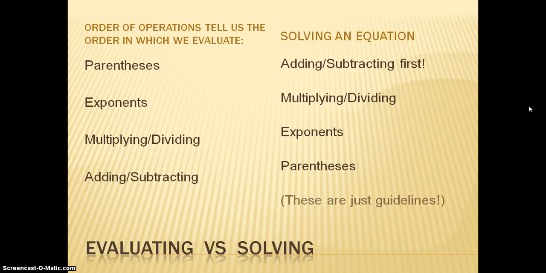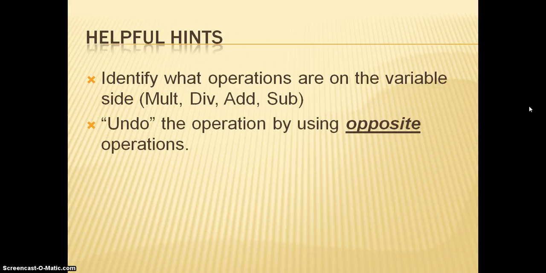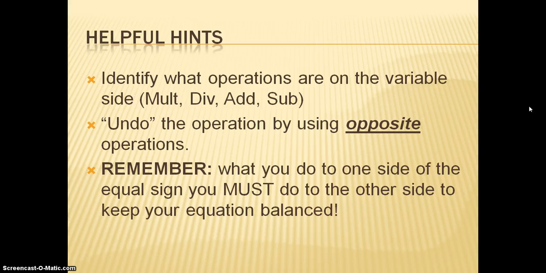So here are a couple of helpful hints for you. First and foremost, when you start a problem, identify what operations are on the side of the variable. So do we have multiplying, dividing, adding, subtracting? And then from there, we're going to think, what do I need to do to undo that operation? We're always going to be using the opposite. And then again, the thing to remember is what you do on one side of an equal sign, you have to do it to the other side. We need to keep ourselves a balanced equation.